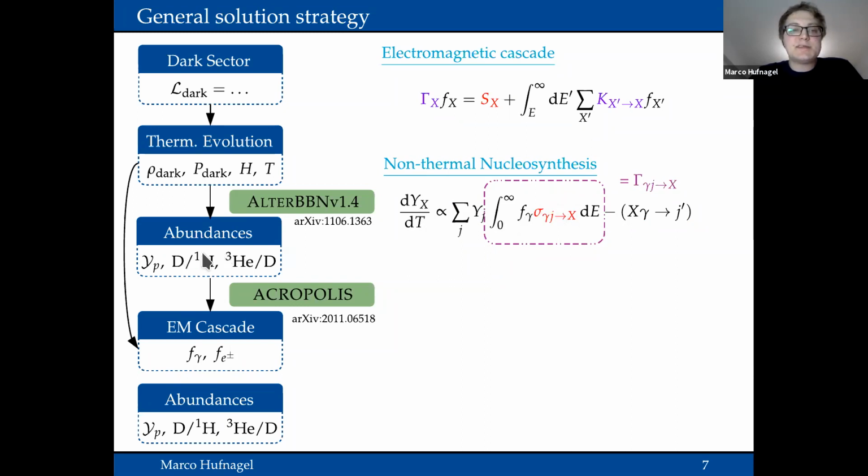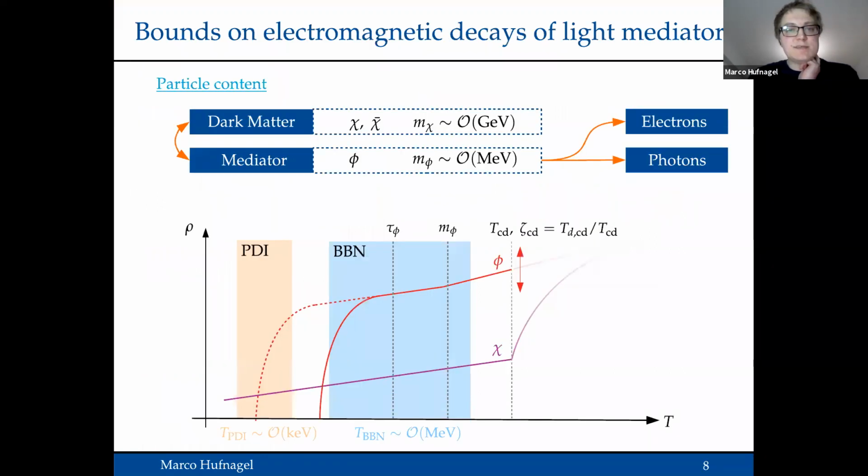And then you can take these abundances as an initial condition for this equation with these non-thermal spectra that you solved before. And by solving this, you get the abundances at the end of photodisintegration, and you can compare them with observations and see which parameter points are excluded. And this is the rough procedure that you can actually apply to a lot of different BSM physics scenarios. So having this down, let us now take a look at a more concrete example.